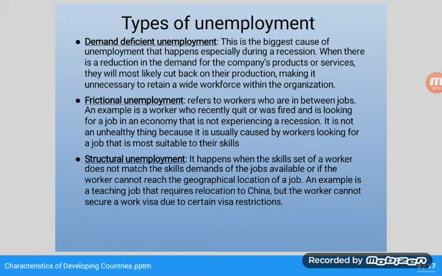Now the third one is structural unemployment. Now it happens when the skills set of a worker does not match the skills demands of the jobs available, or if the worker cannot reach the geographical location of a job. An example is a teaching job that requires relocation to China, but the worker cannot secure a work visa due to certain visa restrictions.